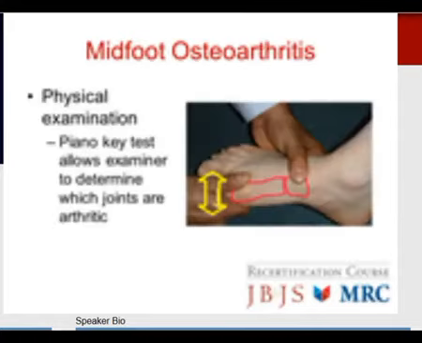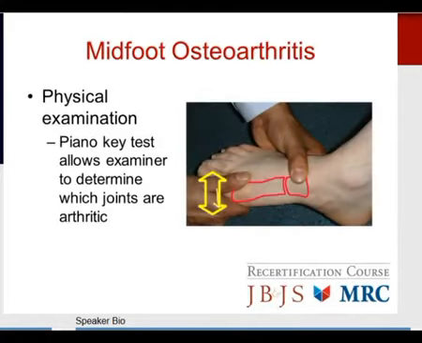Let's move on to midfoot. In midfoot situations, we have to first look at the foot as 3 separate columns.